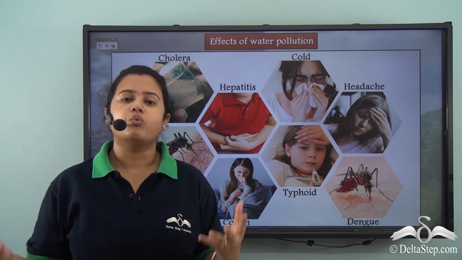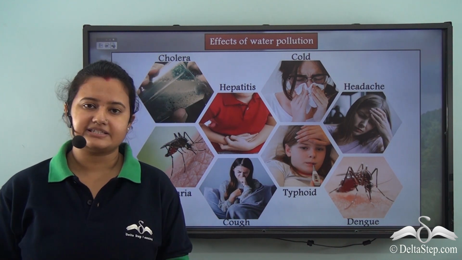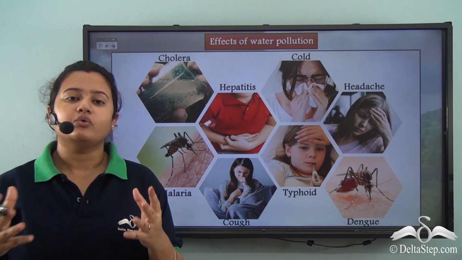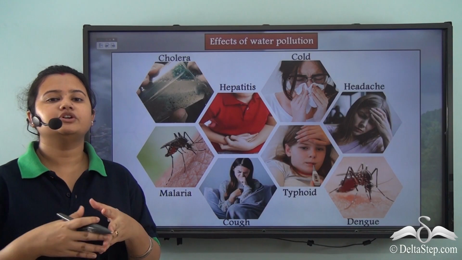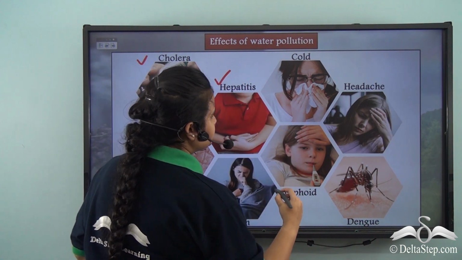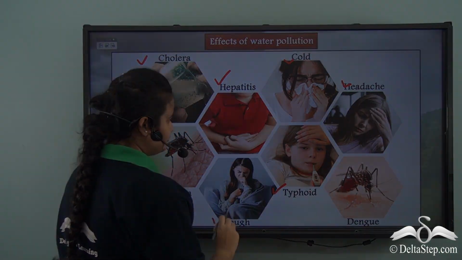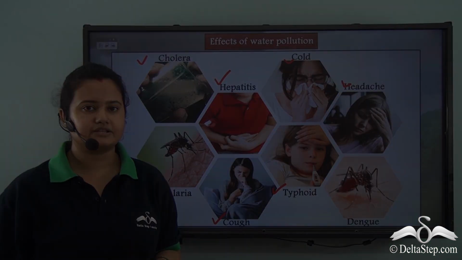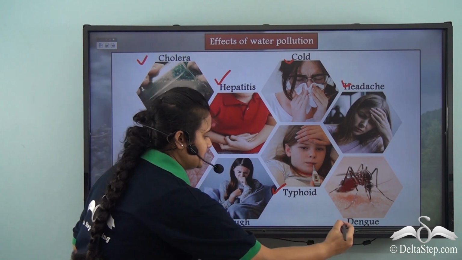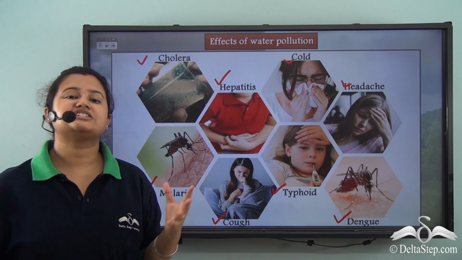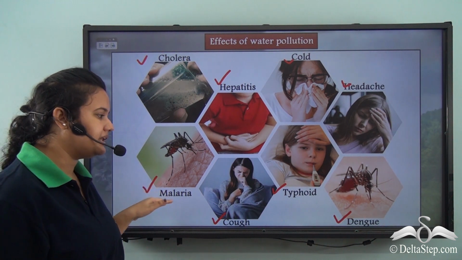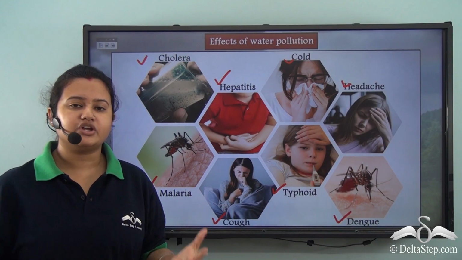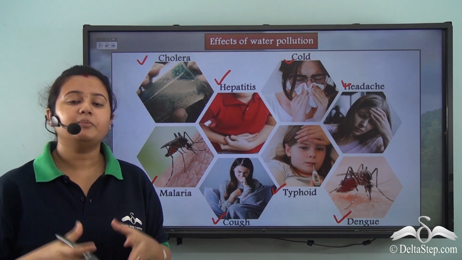Let us now know about other effects of water pollution. We know that during water pollution, the quality of water degrades. As a result, the water becomes contaminated. Now, if we drink this contaminated water, then we can suffer from various waterborne diseases. Some of the common waterborne diseases are cholera, hepatitis, typhoid, headache, cold, cough. This cold, headache and cough are caused when someone suffers from jaundice, which is a type of waterborne disease. Other diseases like malaria and dengue are caused by pathogens that breed in stagnant water. So, these diseases like malaria and dengue can also be indirectly caused due to polluted water.